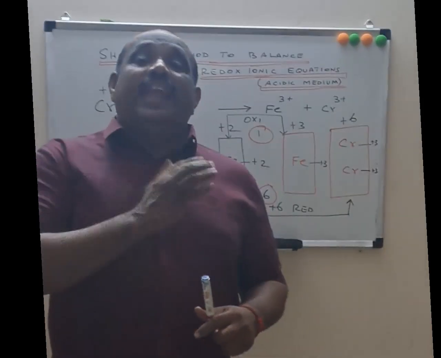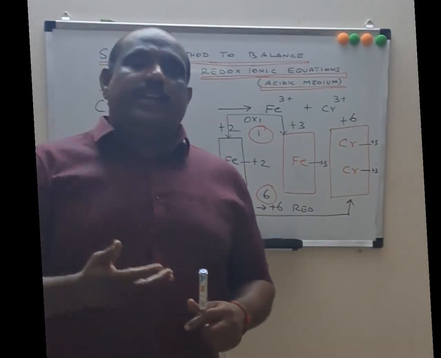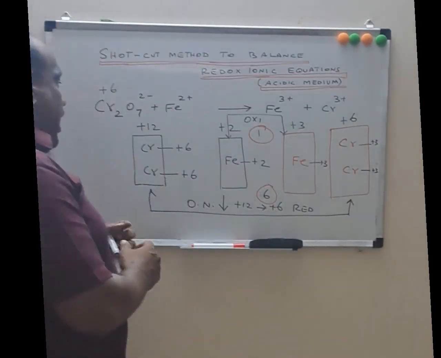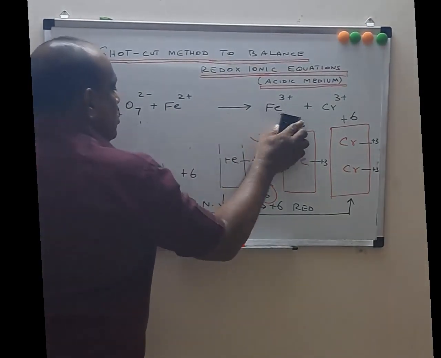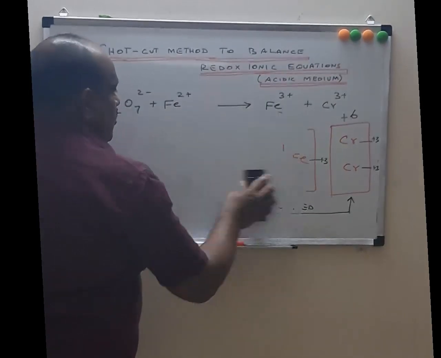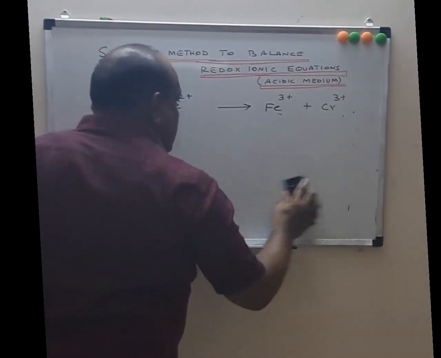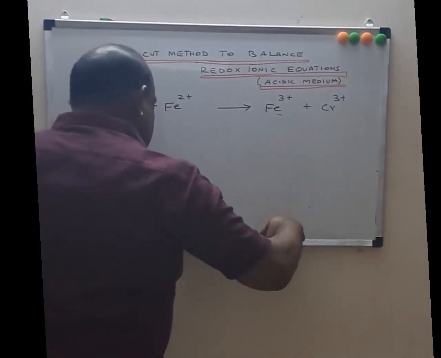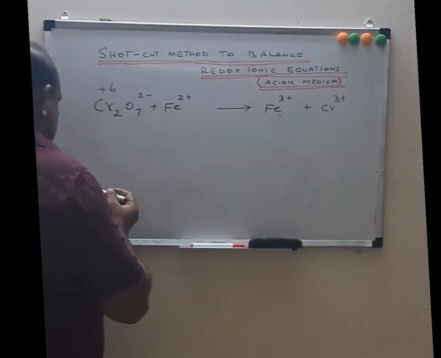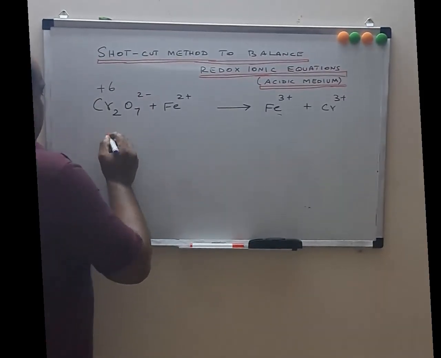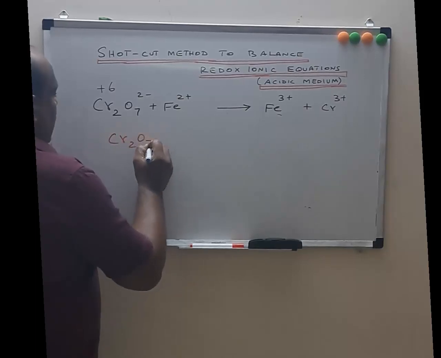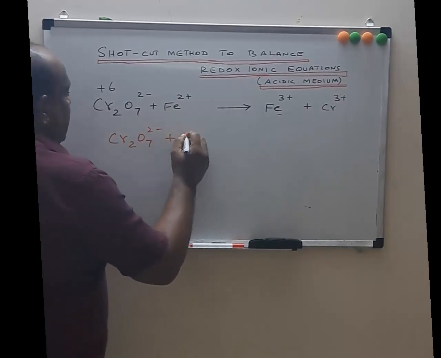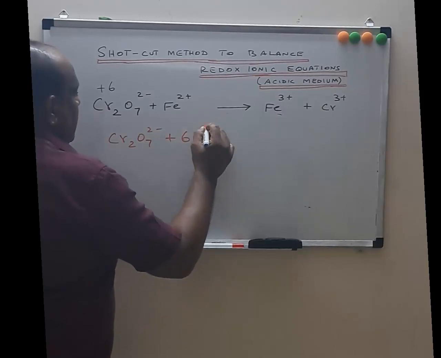That one we have to take to the LHS of the equation. That is, you have to take it to the reactants. Okay, I will write it now. So this step is over. So you can see here, it becomes Cr2O7 2- plus 6 Fe2+.